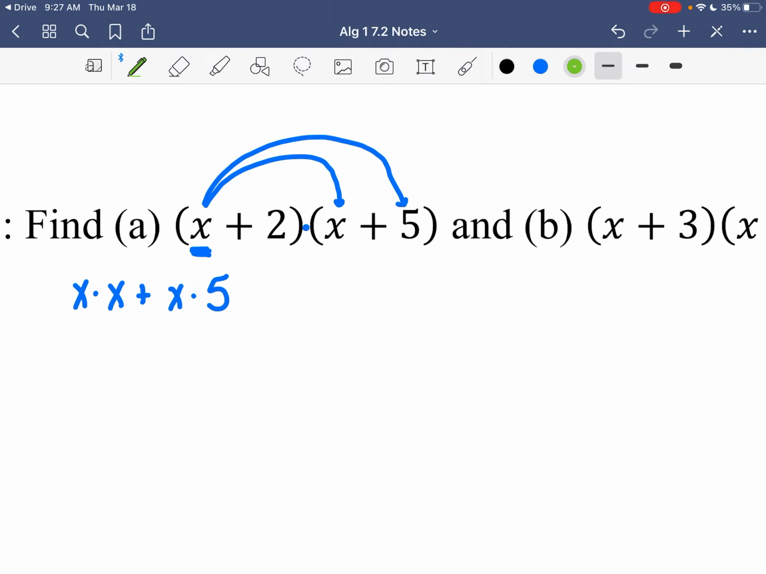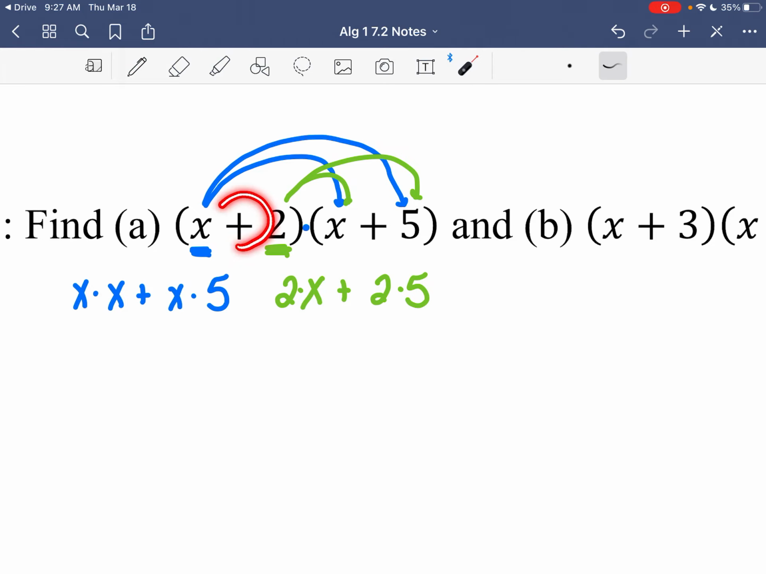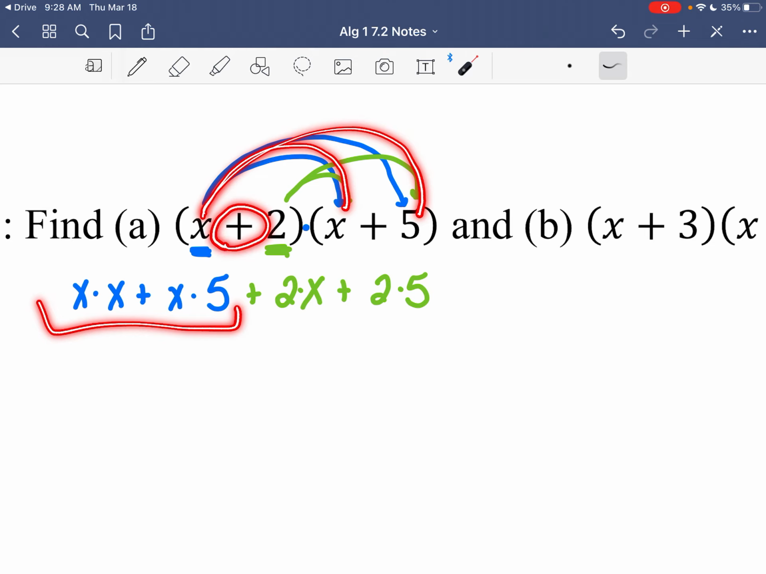Next step, I multiplied by the x. Now I need to multiply by the 2. So I'm going to take the 2 times the x and the 2 times the 5, and add it. Since this is an add here, I'm adding these two things. So I took the x times the x and the x times the 5, that got me that, plus the 2 times the x and the 2 times the 5.